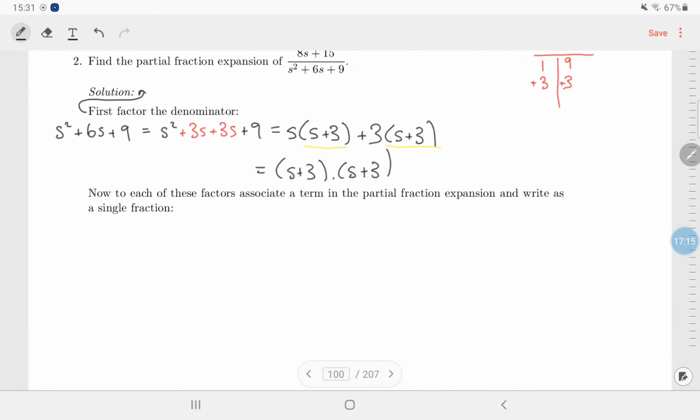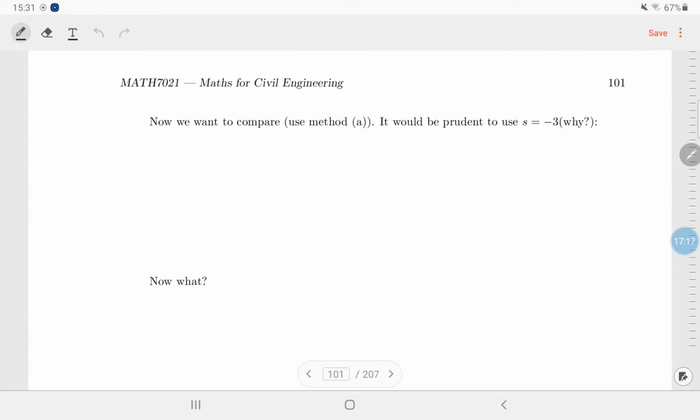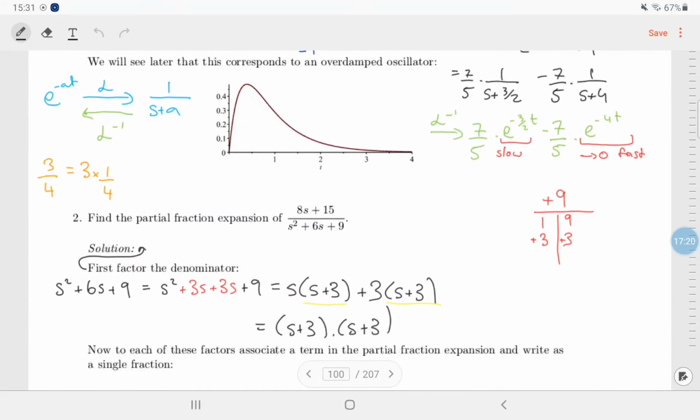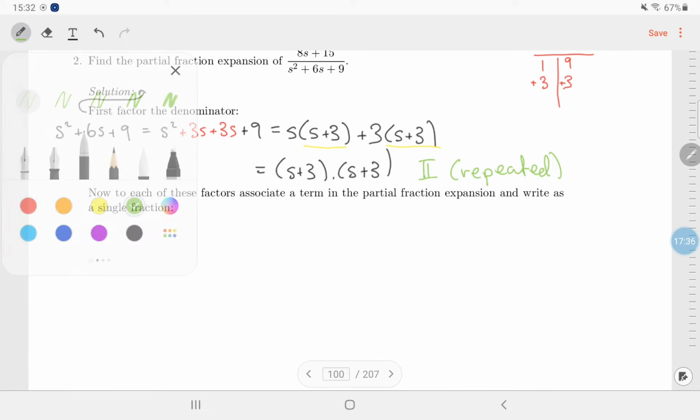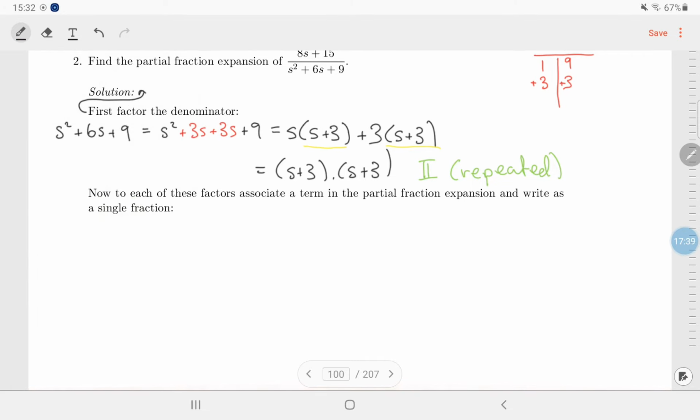Okay, now I'm just going to look ahead there at what I'm looking at. Right. So now here you notice that you have repeated factors. So this is a rule 2 because it's repeated. You've got s plus 3 twice. Okay, so off we go back to the original thing. We have 8s plus 15 divided by s plus 3 squared.